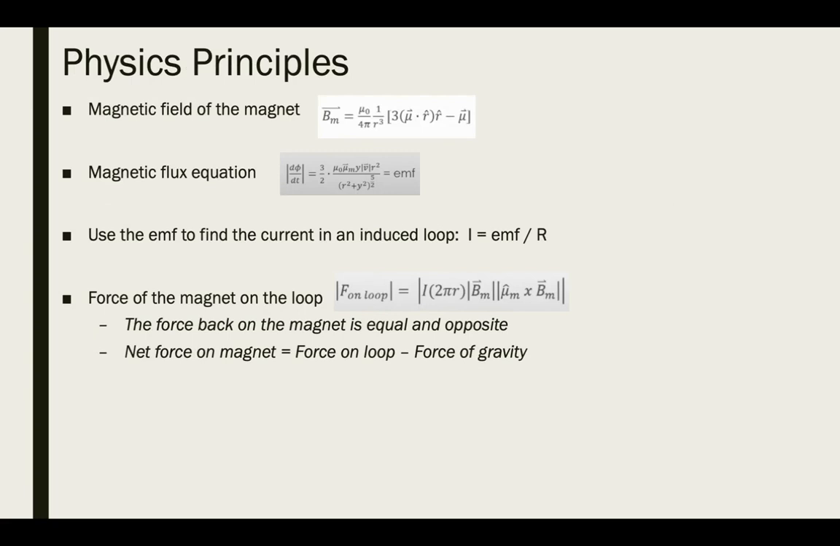The physics principles used: we have the equations for the magnetic fields and then the magnetic flux equation, and then we also used the EMF calculated from the magnetic flux to find the current in an induced loop, just doing EMF divided by R. And then we also utilize the force of the magnet on the loop, and we see that the force back on the magnet is equal and opposite because of Newton's third law, and then the net force is the force on the loop minus the force of gravity.